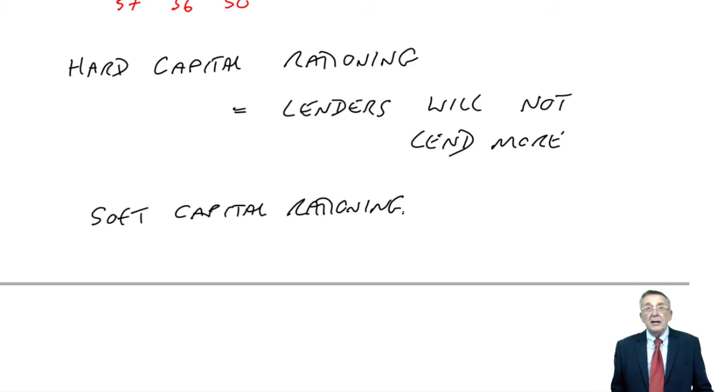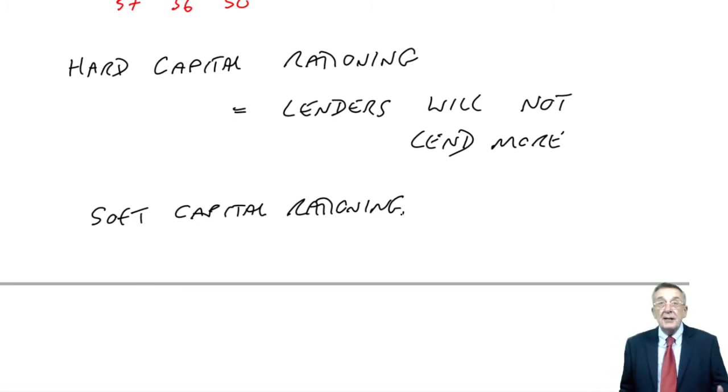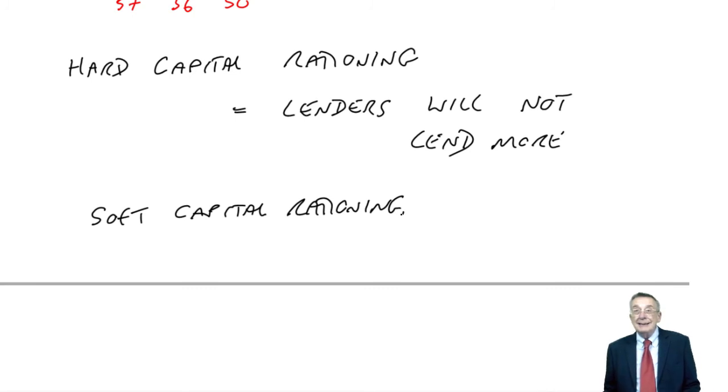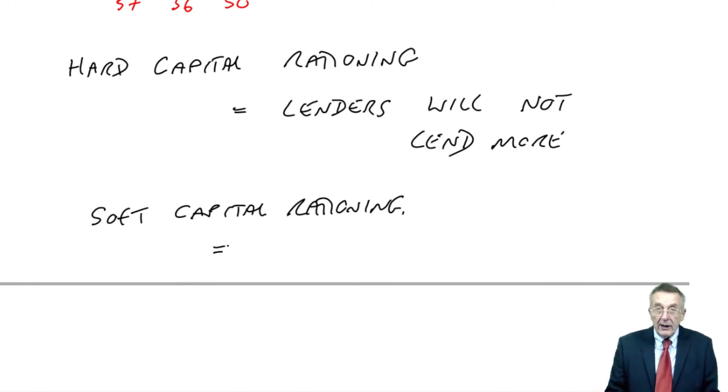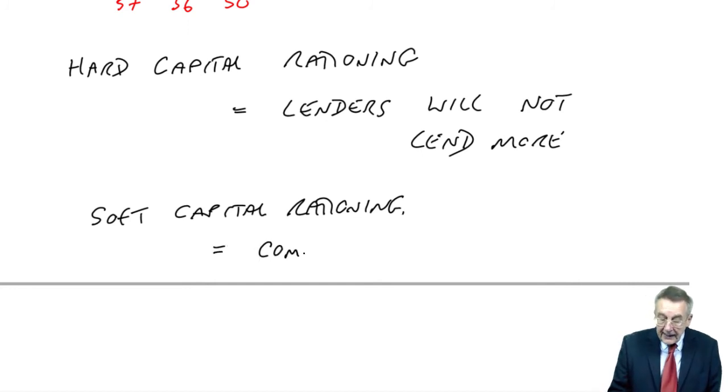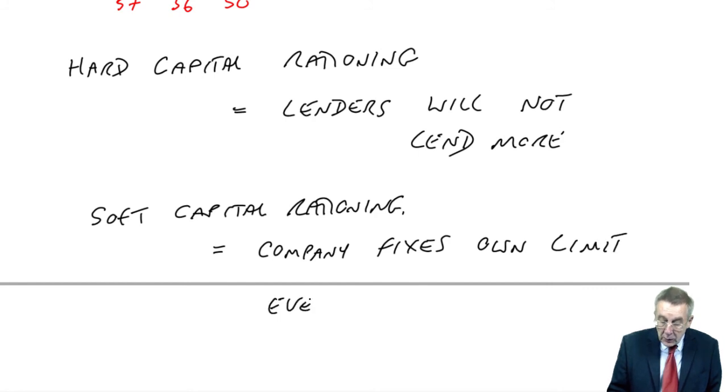We find out how much we're able to borrow, but sensibly. Very, very often you'll borrow less than you're actually able to. You set your own limit. And so do companies. Just because they might be able to borrow 1,600 doesn't mean they automatically will. They'll decide how much they're prepared to borrow. So soft capital rationing is when the company fixes its own limit, even though they could borrow more.